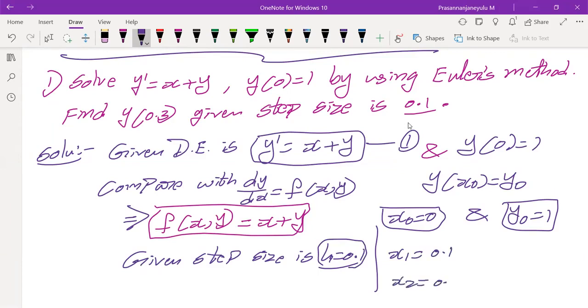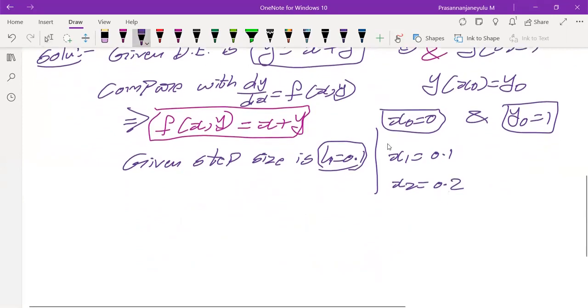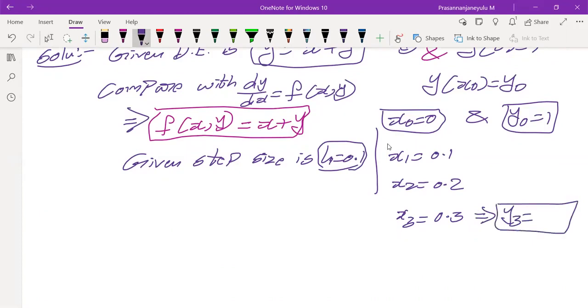X1 plus h. X1 is 0.1, h is 0.1. So finally we'll get 0.2. X2 equals to... What is x3? X2 plus h. X2 value is 0.2, h is 0.1. So we'll get 0.3. Then what are the things we need to find? Actually, they asked us to find here. What we need to find? Y3, nothing but y of 0.3 value we need to find.